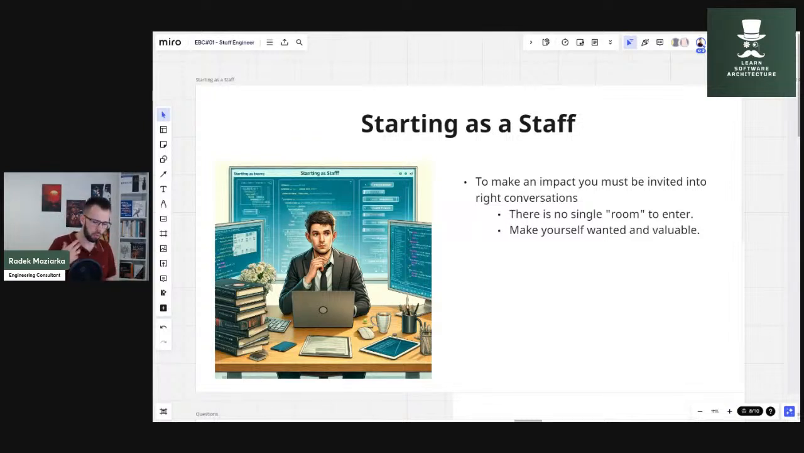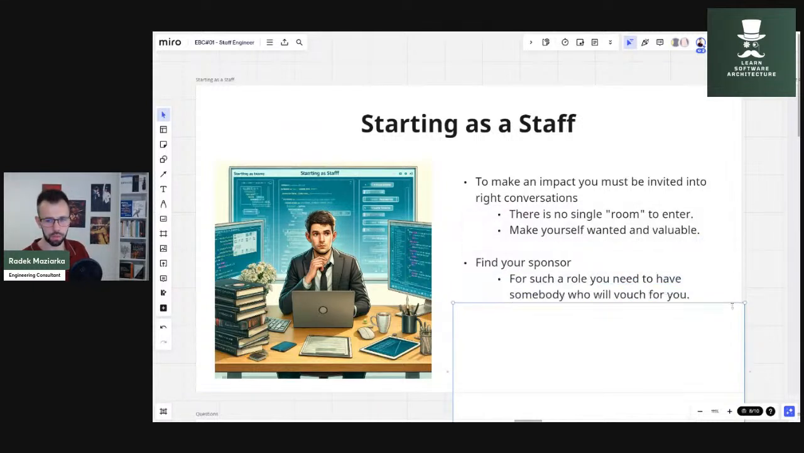So we should work on selling ourselves as valuable, so that we can actually solve specific problems, and by that people will try to invite us, will try to introduce us to different people to solve specific problems within the organization.